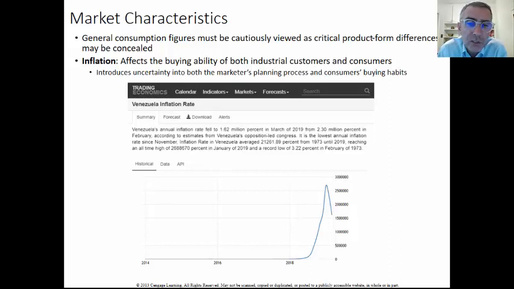So this is current. I just did a screenshot of this last night. Venezuela's annual inflation rate fell to 1.62 million%. This is a percentage. For those of you who are not familiar with what's going on with Venezuela, I would say do a quick news search in Google on Venezuela. The country's in crisis. It is very sad. This was a country that was oil rich, and for various political reasons has been putting its people through a lot.